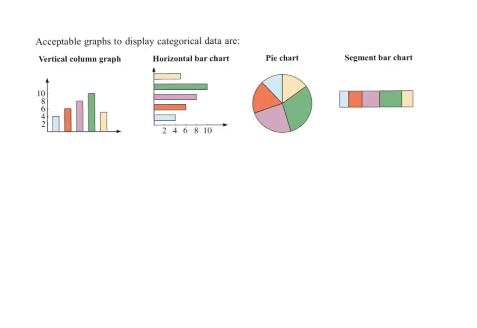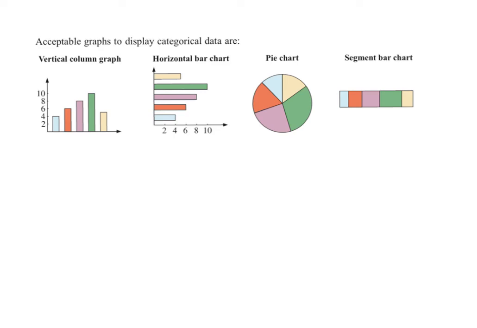We talked about step 4 of the statistical investigation being displaying the data. These would be ways of displaying data, mainly categorical data. So we have a vertical column graph, a horizontal bar chart, a pie chart, and a segment bar chart. All of these are representing data.